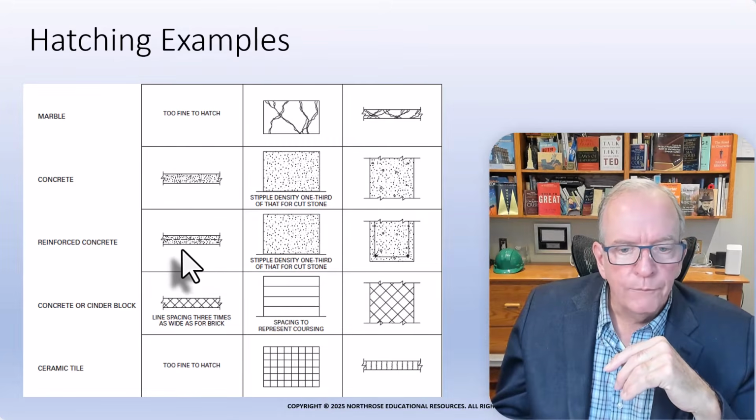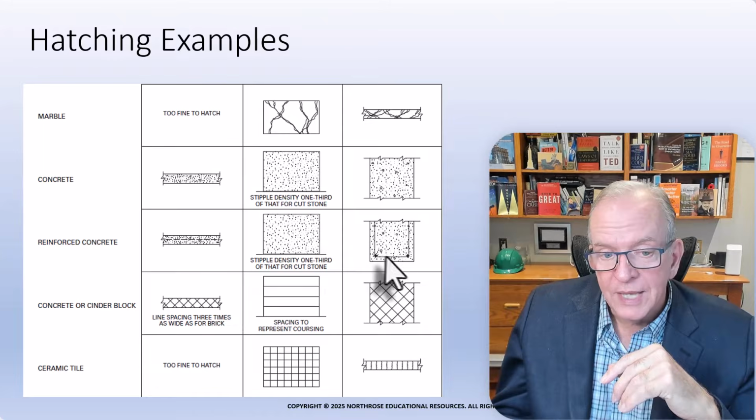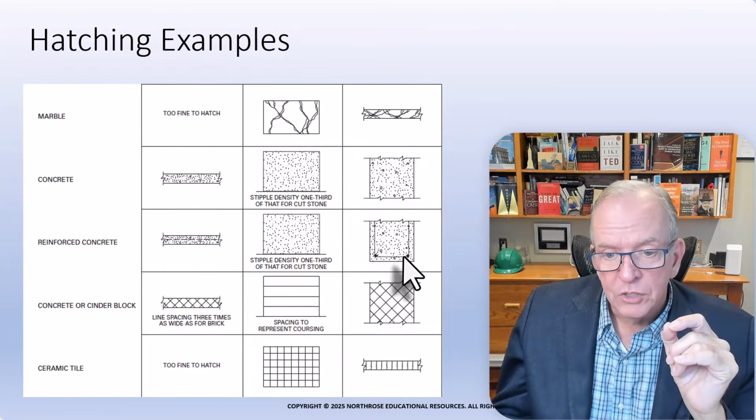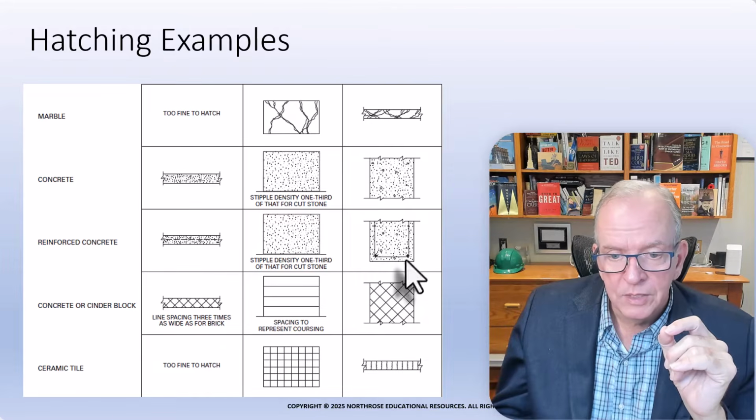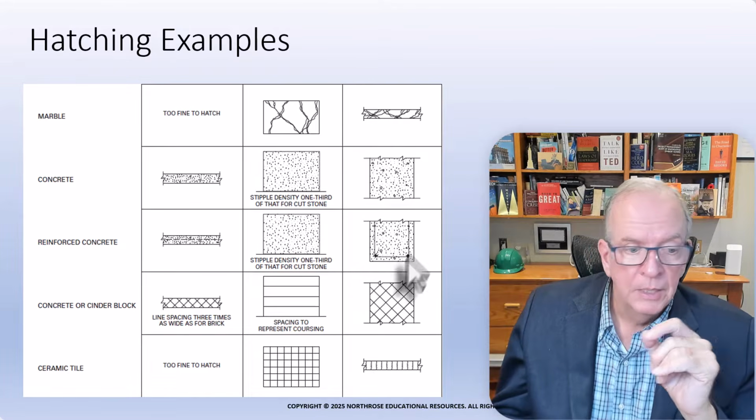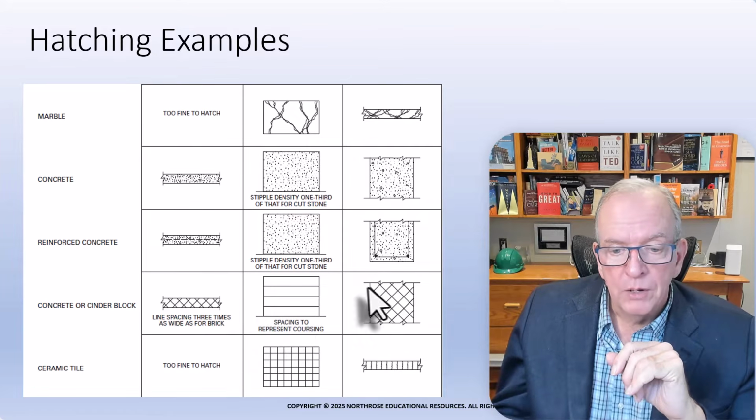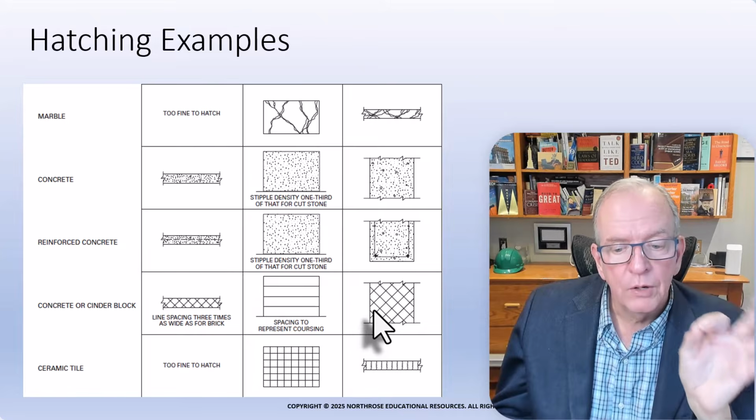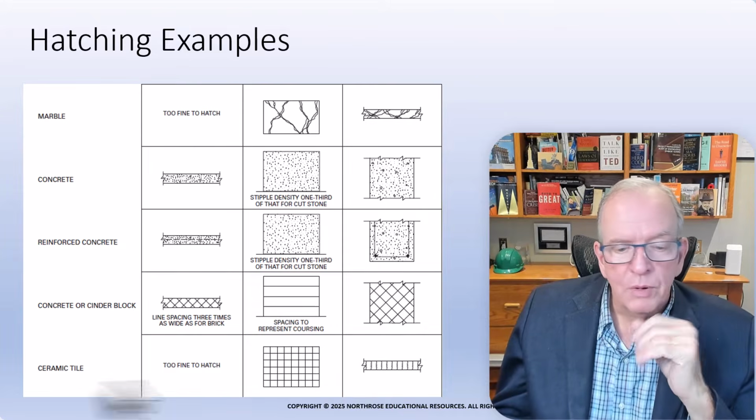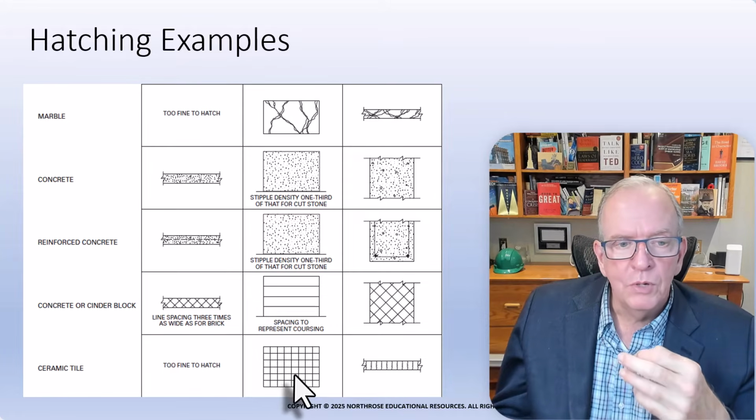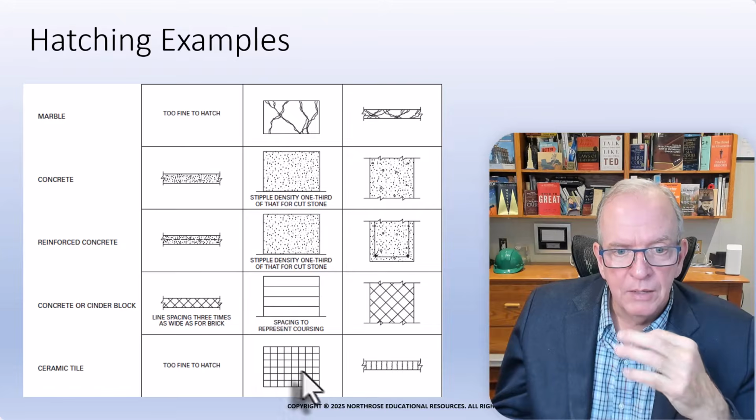And then reinforced concrete: if I'm looking at a section detail and it's got steel in it, I should actually see the steel. So basically I've got some rebars here, reinforcing steel, and some stirrups that are holding it in place. Concrete block very often will show an X pattern, but I wouldn't count on it always, but very often I do see that. A ceramic tile, we don't look at it so much other than in plan view.